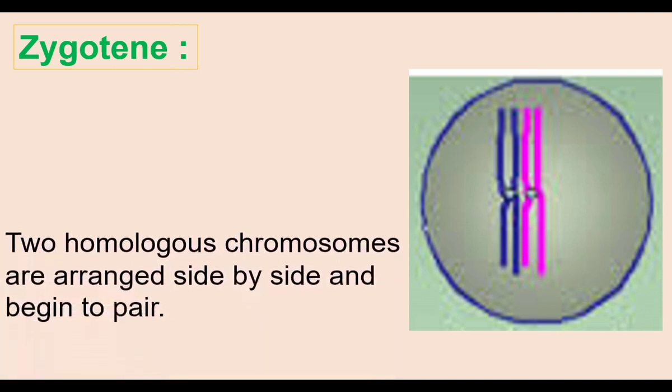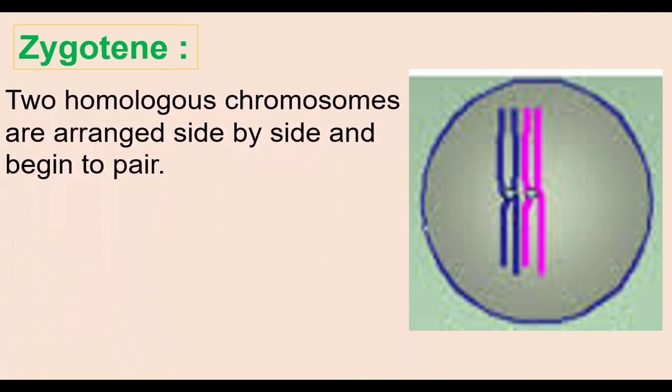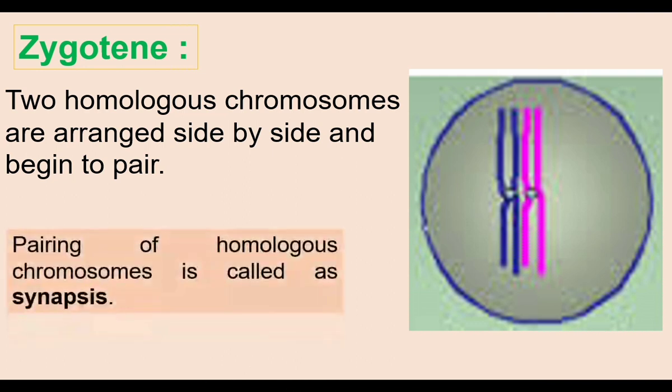Two homologous chromosomes are arranged side by side and begin to pair. In any place of the nucleus, there are 2 homologous pairs. Pairing of homologous chromosomes is called synapsis.